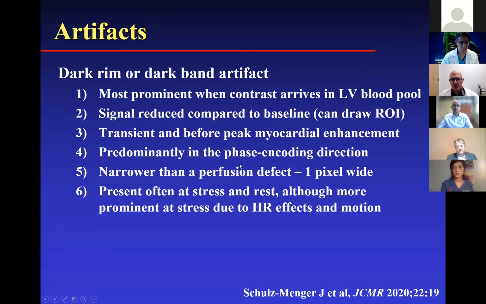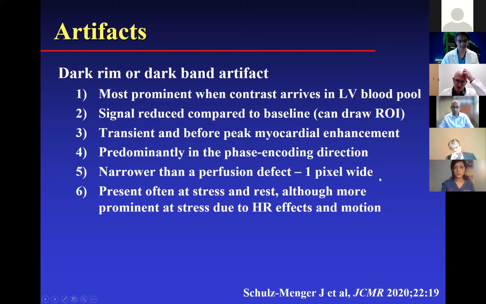It occurs predominantly in the phase encoding direction. And the most important point, it's narrower than a perfusion defect. If you think back to the perfusion defects that I showed you on the perfusion images, they're broad and go well into the midwall. And in some cases, they were nearly transmural. The dark rim artifact is very narrow, only on the subendocardial surface, and it's generally 1 pixel wide.